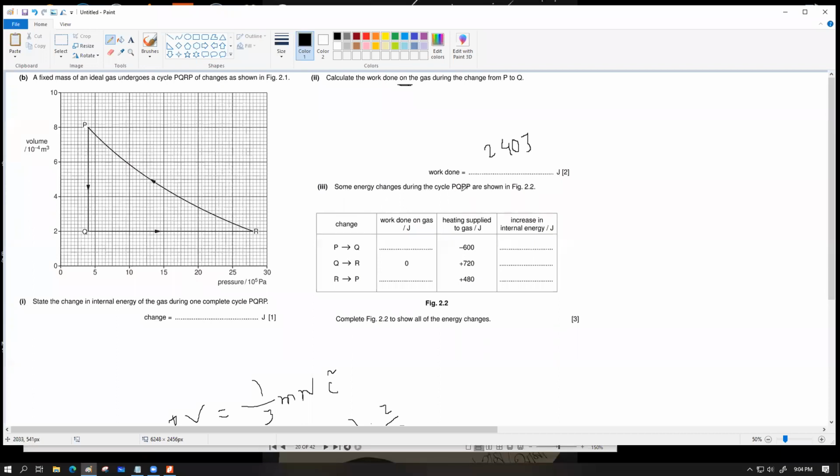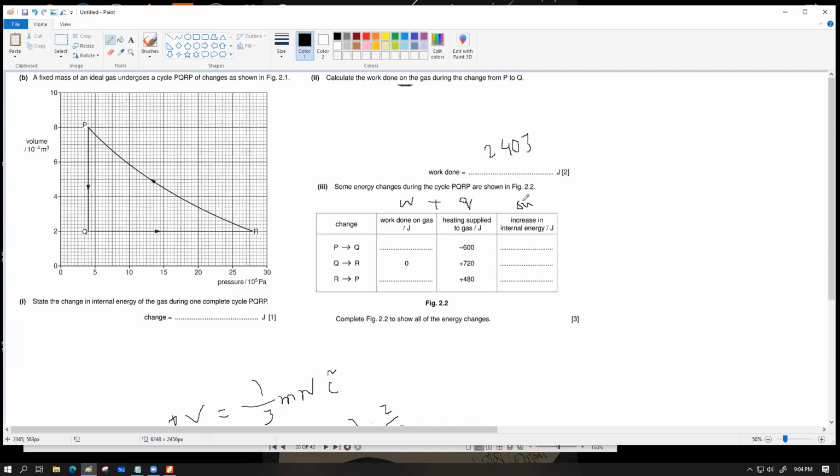Some energy changes during the cycle PQRP are shown in figure 2.2. Change: work done on gas, heat supplied to gas, increase in internal energy. So আমাদের যে ফর্মুলাটা আমরা শিখছি সেটা হচ্ছে এরকম, W, এটা হচ্ছে Q, এটা হচ্ছে delta U. The formula that we know, if this is work done on gas, then W plus, আচ্ছা Qটা দেখতে খুব বদখত হয়ে গেছে, Qটাকে ভালো করে লিখি। স্যার 240 ওইটা কোথা থেকে পেলাম?